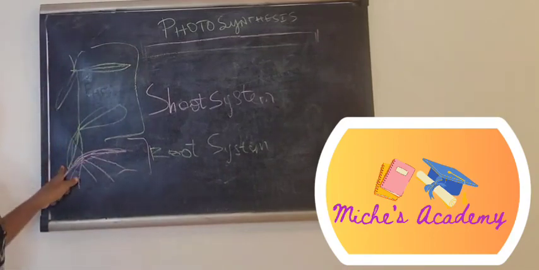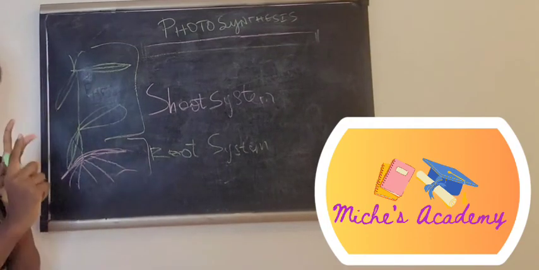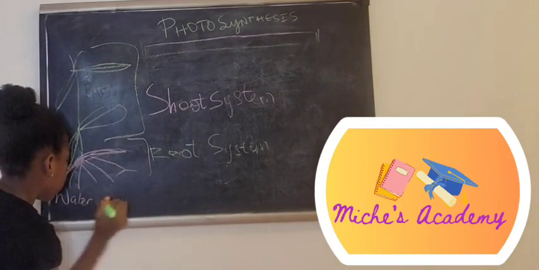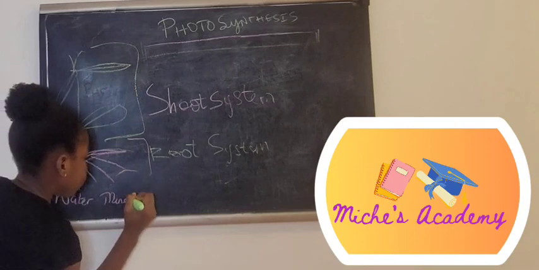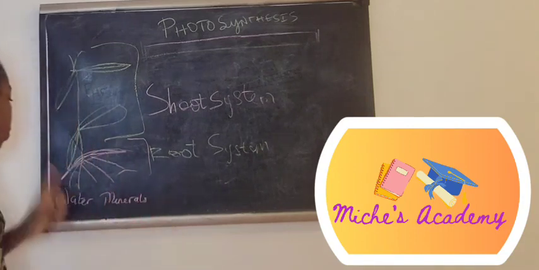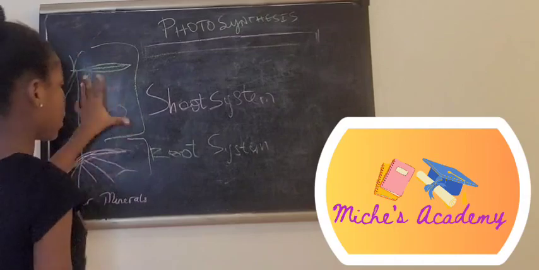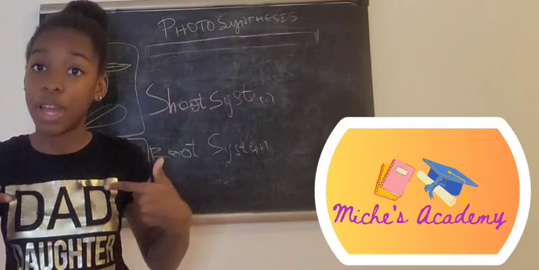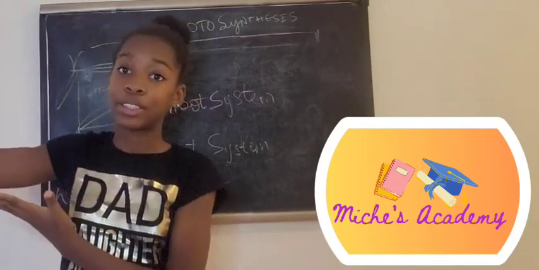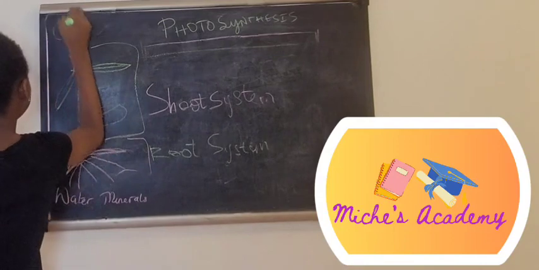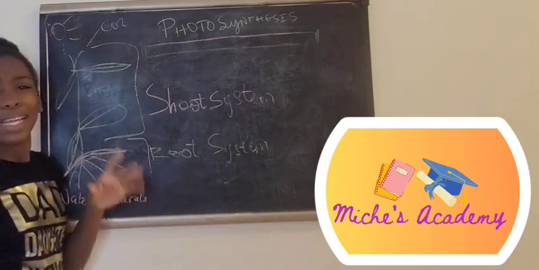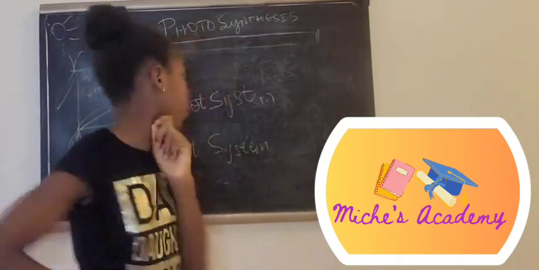Now, this part of the plant, that is the root system, brings in water and minerals. Water and minerals. The shoot system, on the other hand, brings in carbon dioxide, the one we breathe out, and sunlight, as you can see. Now, how exactly do both of them enter?